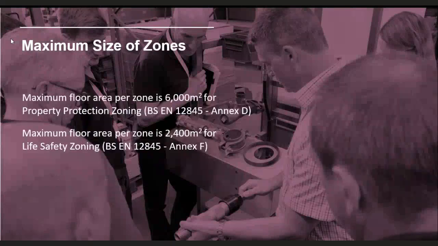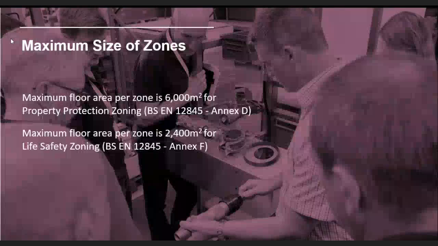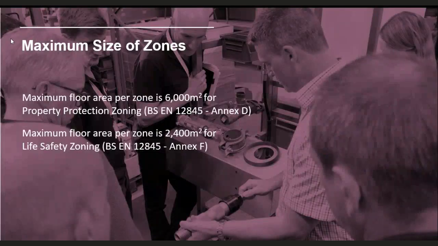Maximum size of zones. The maximum floor area per zone is 6,000. That is for property protection zoning, which, as I say, is quite rare. Personally, I'm not sure why it is so rare to zone property protection, because for me it does bring a lot of benefits to the table as far as safety and monitoring and the ability to identify more readily where a fire has taken place.